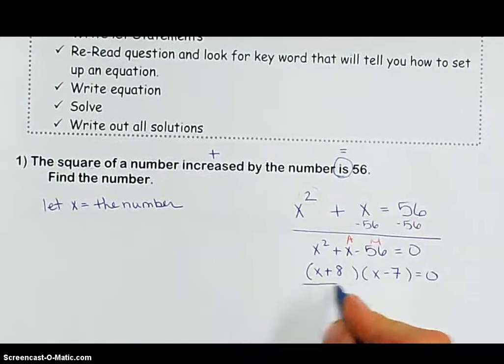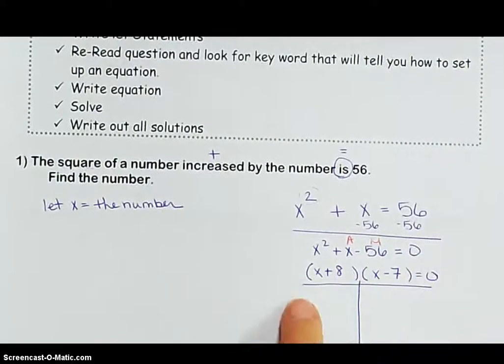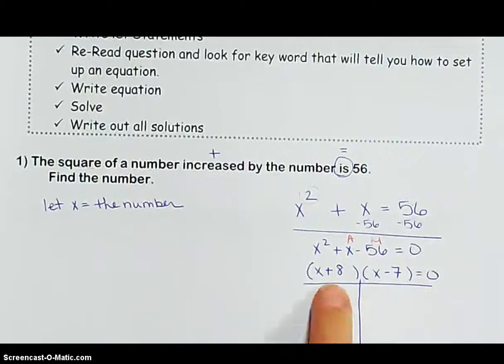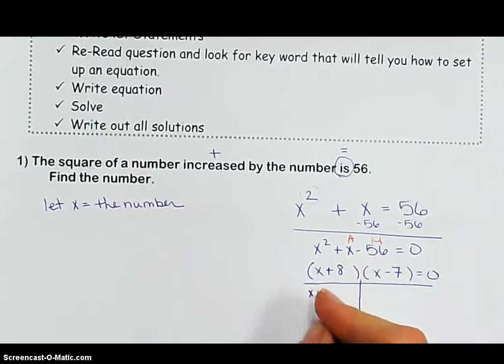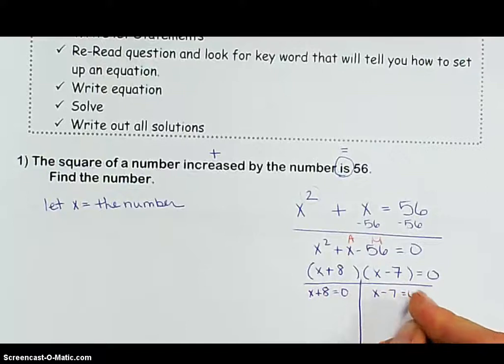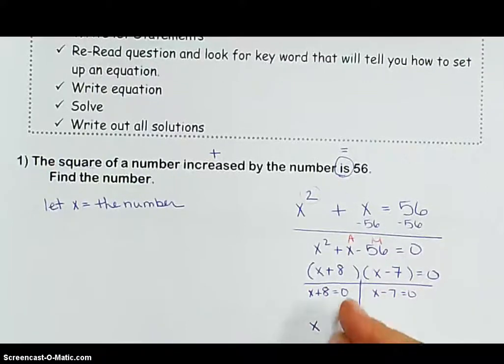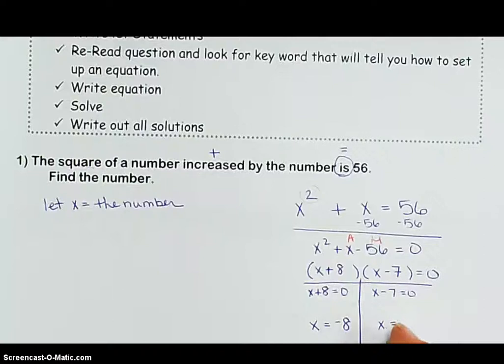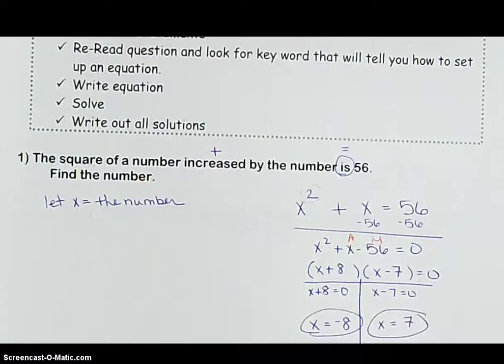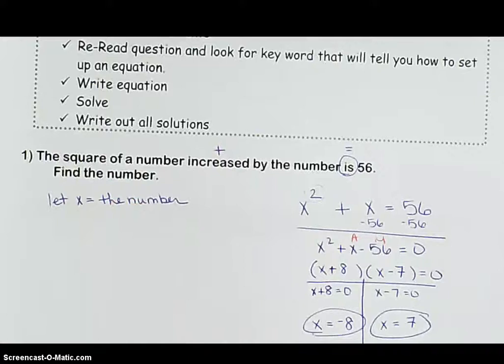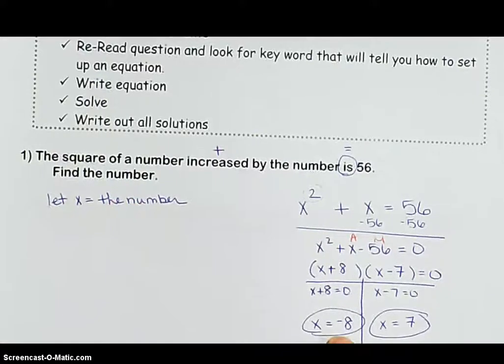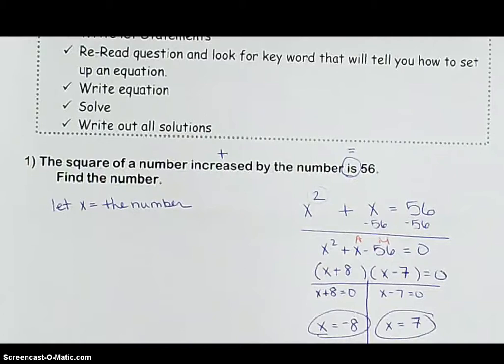Okay, so now we have to tee it up. So inside of the t's, you're going to put any factor that has an x. X plus 8, we set them both equal to 0. X minus 7 equals 0. So here we transpose the 8 and we get negative 8. And here we transpose the 7 and we get positive 7. So we have our two solutions. So find the number. The number could be negative 8 or the number could be 7. So there's two answers here.